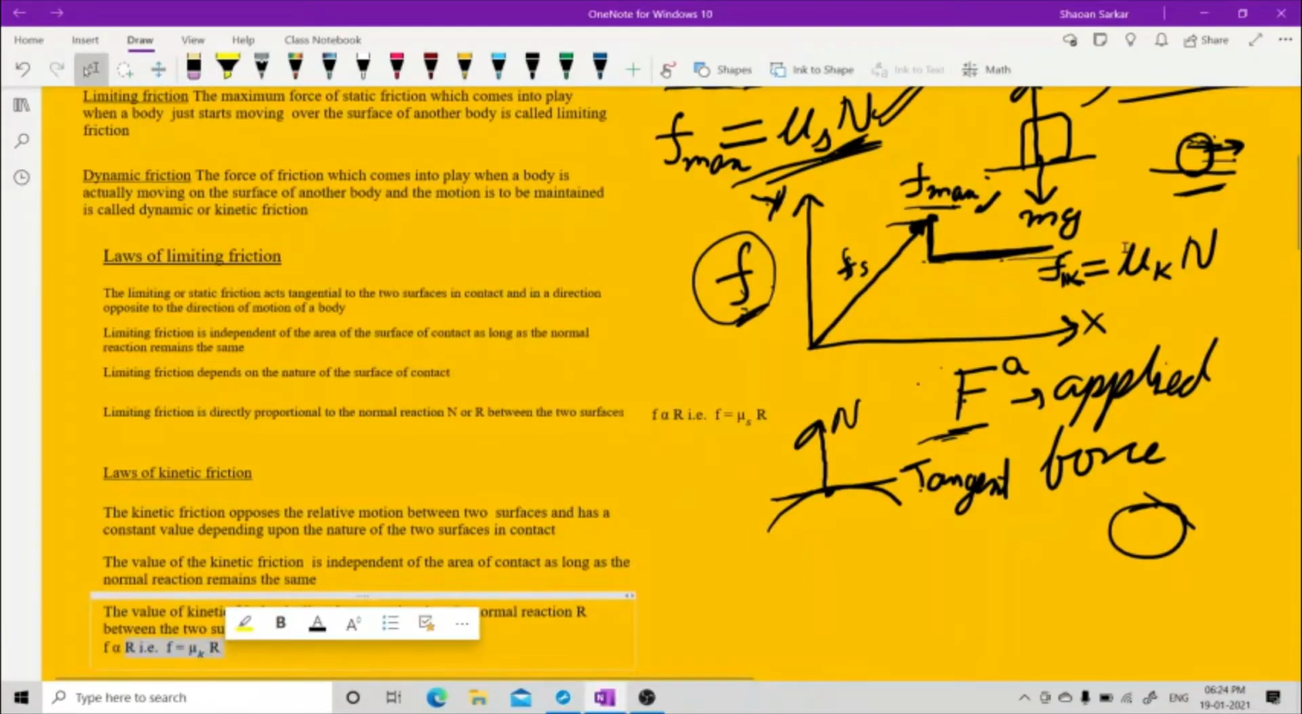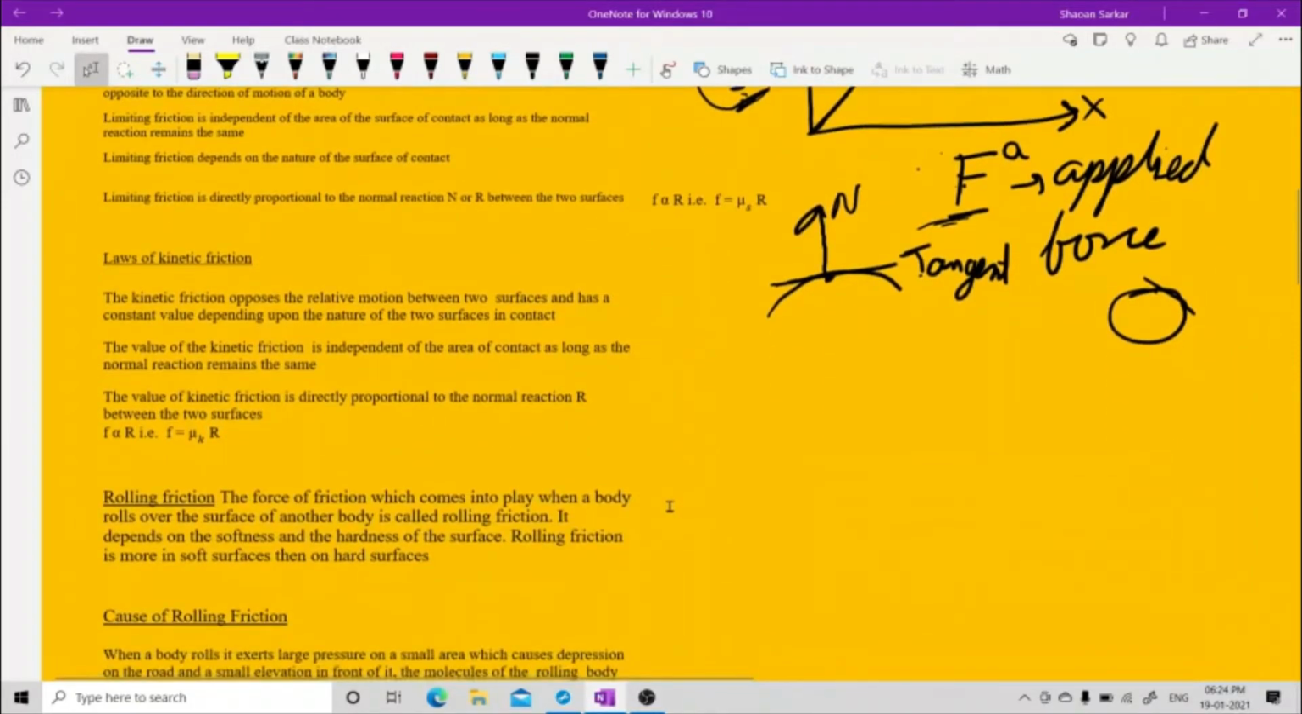I have here written mu k n. It hardly matters. I told you n and r are one and the same thing because I'm talking about normal reaction. In some books they use n and in some books they use r. So it hardly is a matter of sign convention, nothing more than that.